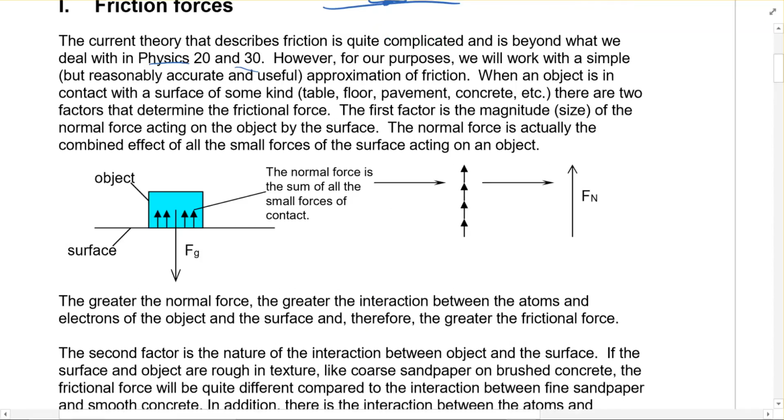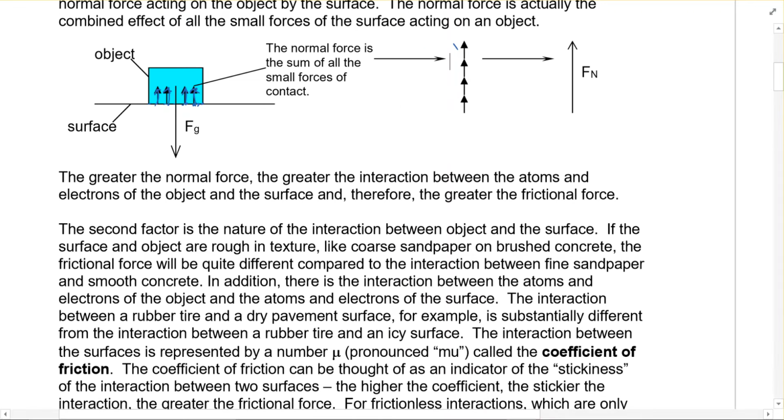Okay, so if you look at this picture here, what we're going to assume is that if you took every spot on this box where it's in contact, you can think about it as a whole bunch of little normal forces pushing up everywhere where it's in contact. All those little normal forces add up to one giant normal force, this arrow, which is going to be equal to the force of gravity because it's not accelerating up and it's not accelerating down. They're balanced. So that's what we're going to go with.